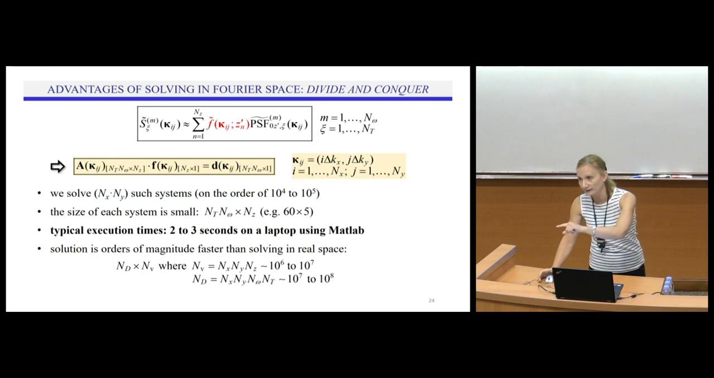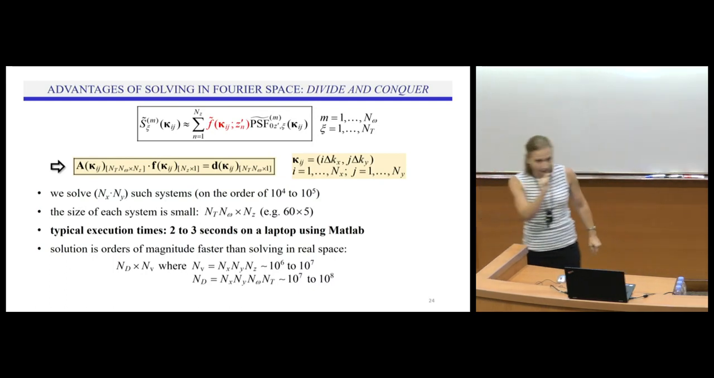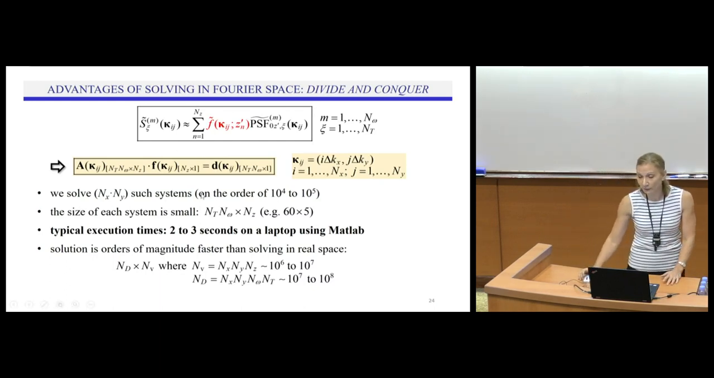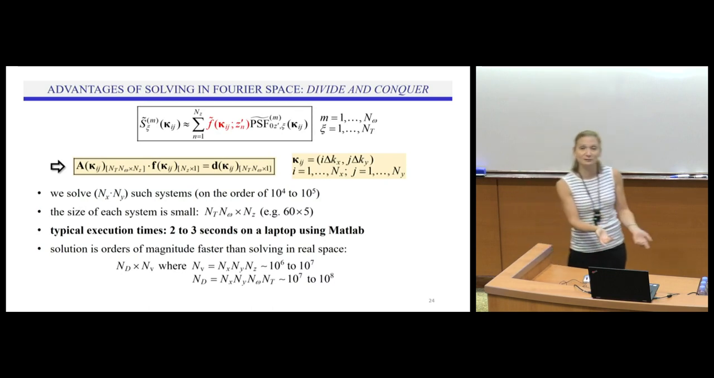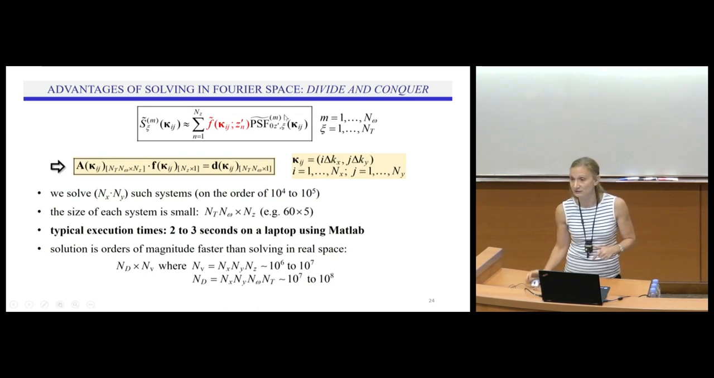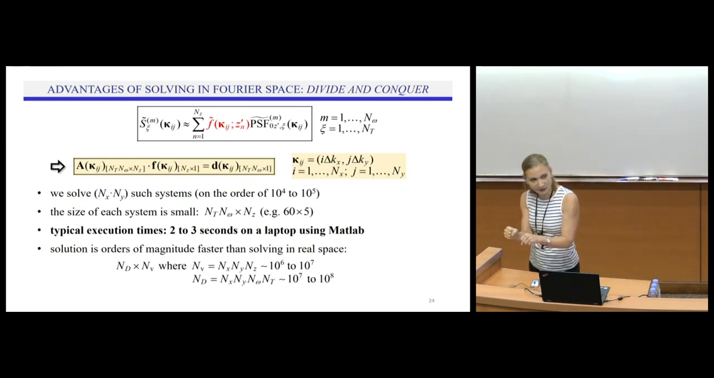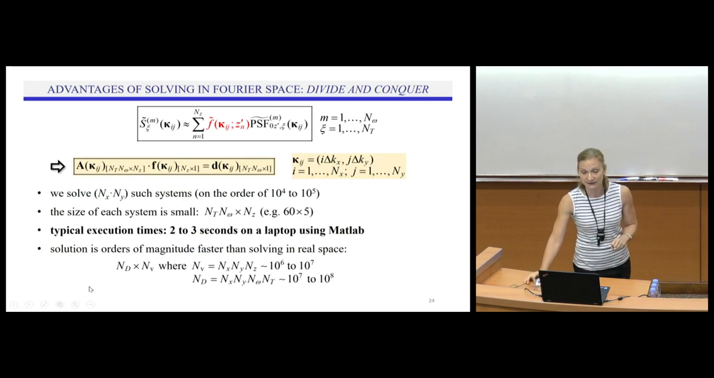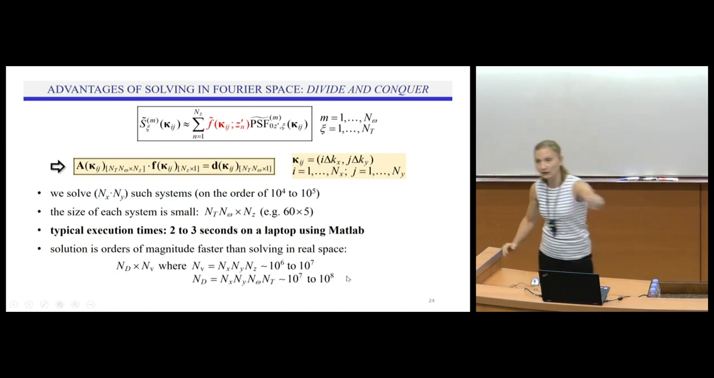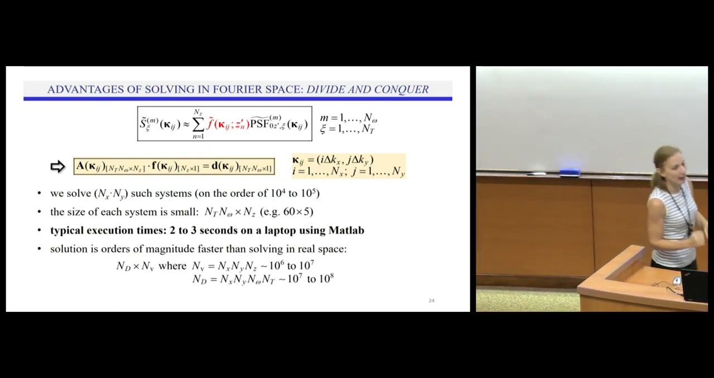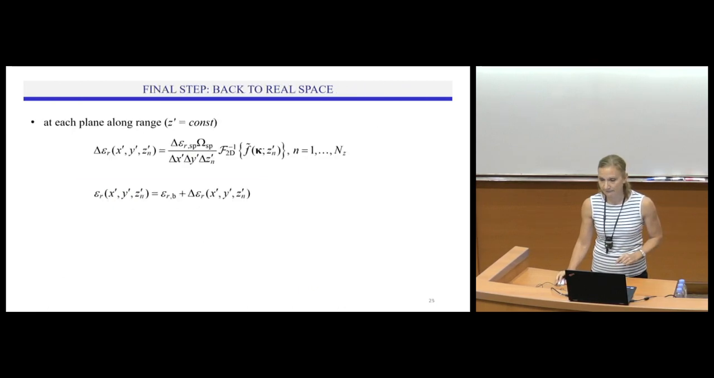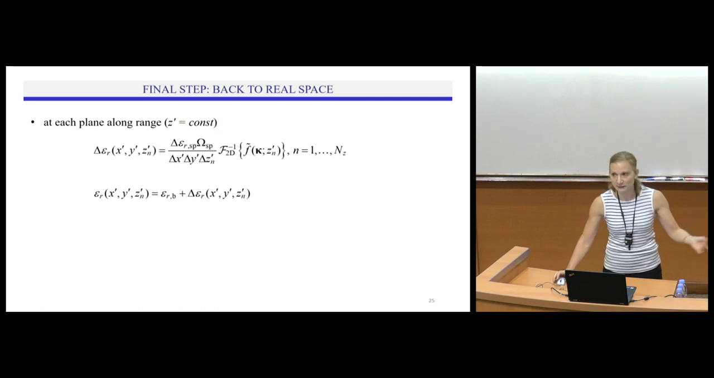Of course, we have to solve a lot of them because these systems are solved at each point in Fourier space. So typically, we solve anywhere between 10,000 and 100,000 such systems of equations, but they are small. We refer to this as the divide and conquer strength of the Fourier solution, because solving 100,000 small systems is way faster than solving one very large system, which is essentially what you would get in real space, where the rows of your system matrix would be 10 to the 7, 10 to the 8, and the columns 10 to the 6, 10 to the 7. No way I can solve this in real time. So after I obtain the contrast in Fourier space, we do an inverse Fourier transform and go back to real space to find our contrast.